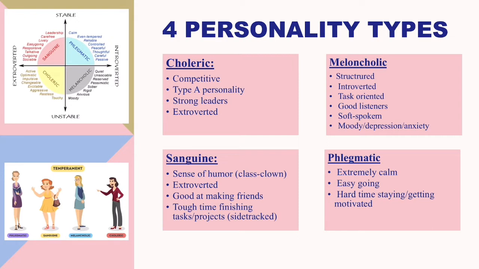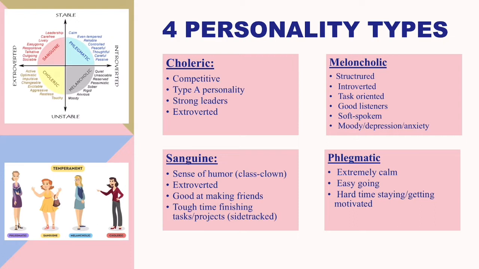The next one is sanguines. These people normally have a good sense of humor, so the example that we used was they're normally the class clown. They're always the one making people laugh in class or with their friends in general. They're very extroverted and they're super good at making new friends, but they have a hard time finishing tasks and projects, so they get easily sidetracked by going out with friends or other small distractions.